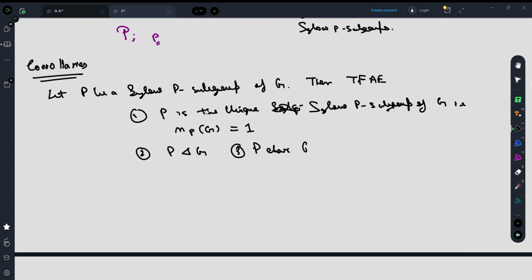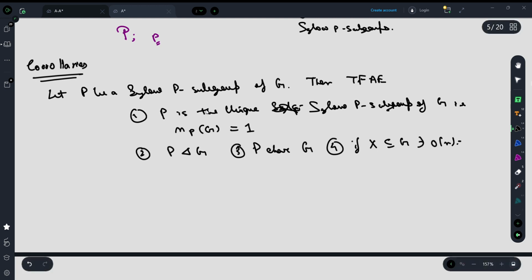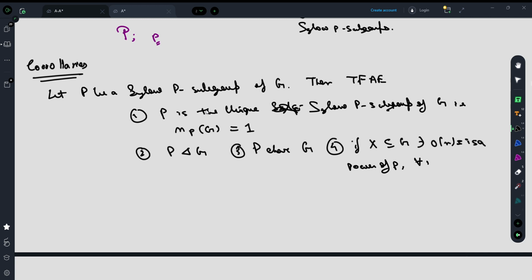Number 3 is that P is characteristic in G. And number 4 is that if I consider a subset X of G such that the order of every element in X is a power of p, small p obviously, for all x in X, then the subgroup generated by X is a p group, right?